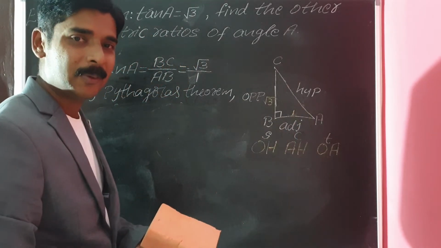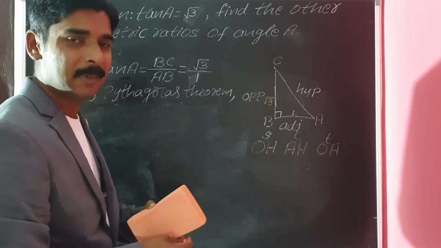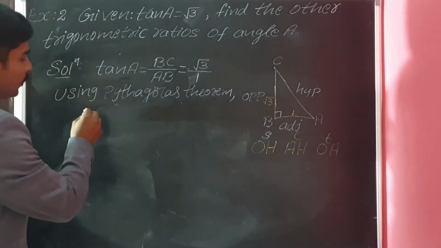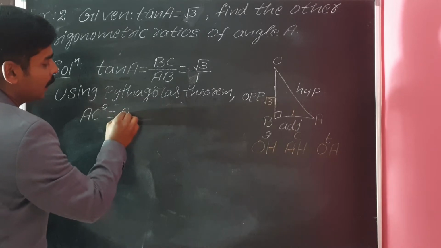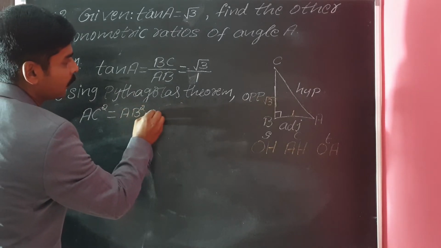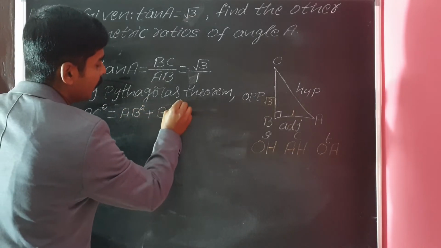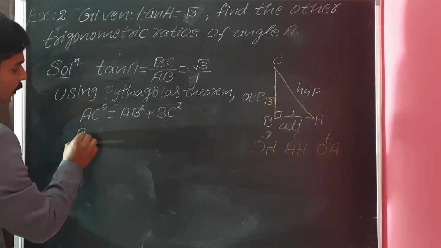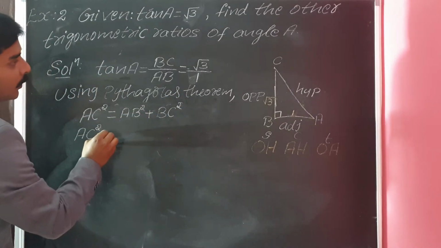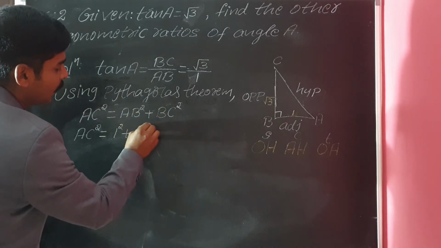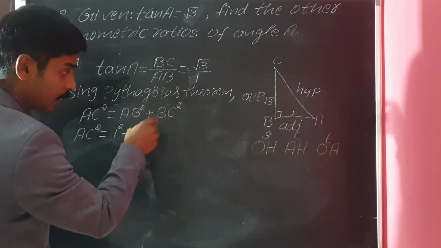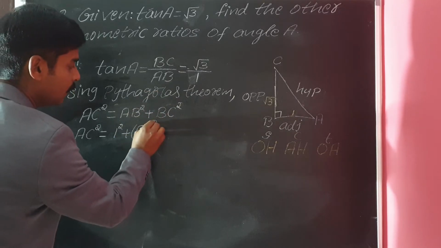Now what you must do? Use the Pythagoras theorem and find the hypotenuse. So using Pythagoras theorem, we get AC square is equal to AB square plus BC square. Substitute: AC square is equal to AB square, which is 1 square, plus BC, which is root 3, whole square. So root 3 whole square.